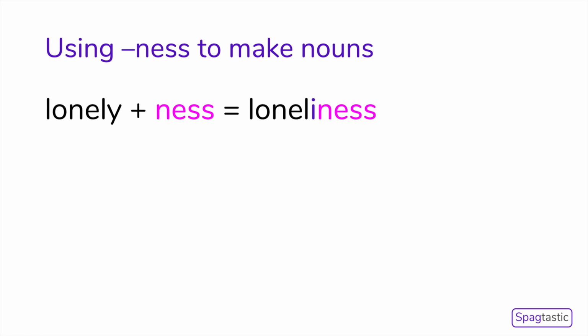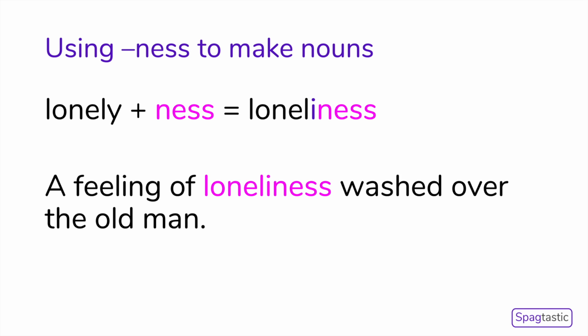Here is another example. We have the word lonely, which ends in the consonant L and Y. So we need to change that Y into an I and then add the suffix -ness. Loneliness is spelt loneliness. A feeling of loneliness washed over the old man.